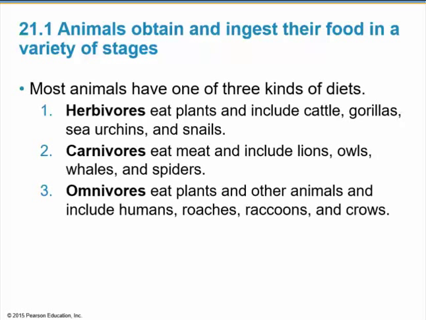Well, in the animal realm, there is one of three types of diets. Herbivores are exclusive plant eaters, and examples of herbivores are cattle, gorillas, sea urchins, and snails. Carnivores are exclusive meat eaters. Lions, tigers, and actually bears are actually omnivores. Whales are meat eaters, owls, hawks, and yes, the spider. Omnivores eat plants and animals. Rats fall under that category. Roaches, bugs, humans. Anyway, you get the picture, I hope.